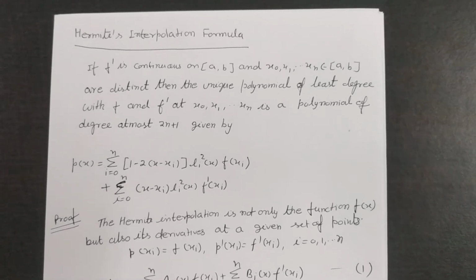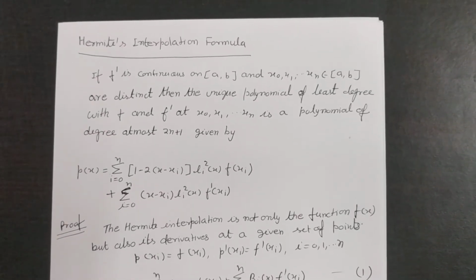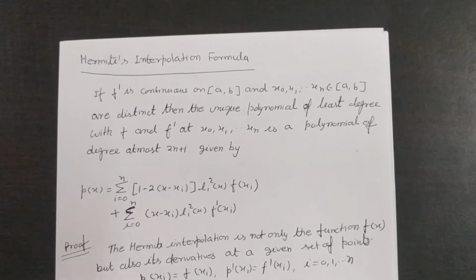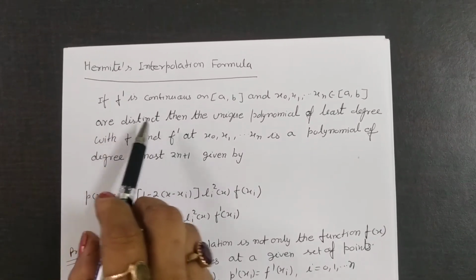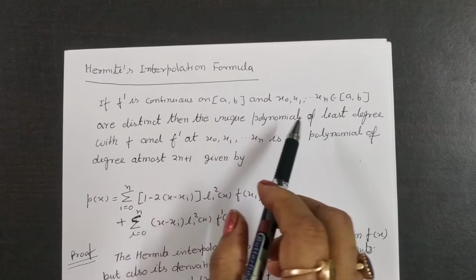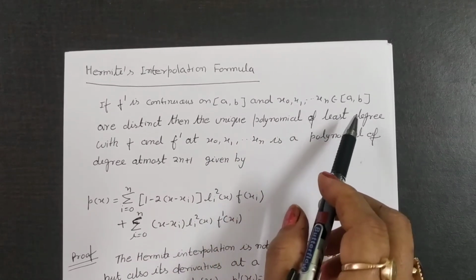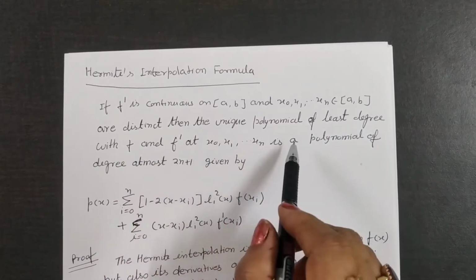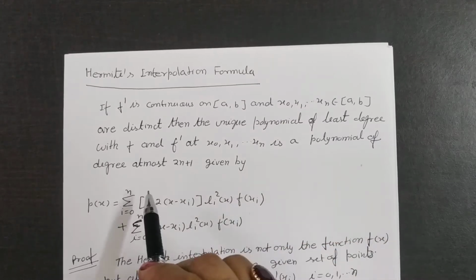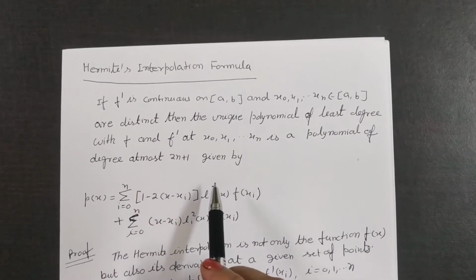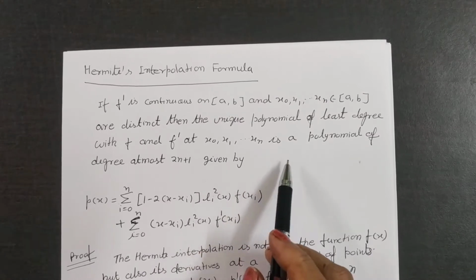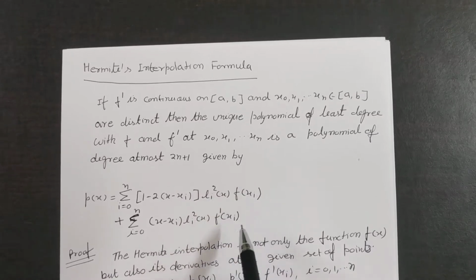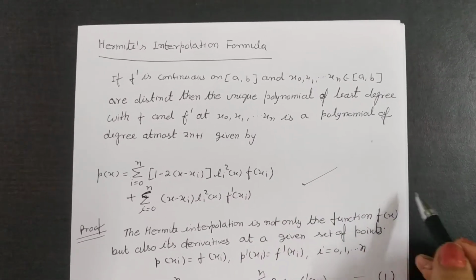Yes, students, today I have defined the Hermite interpolation formula. According to this formula, if f dash is continuous on [a, b] and x0, x1, up to xn belong to the interval [a, b] and are distinct, then the unique polynomial of least degree agreeing with f and f dash at x0, x1, up to xn is a polynomial of degree at most 2n plus 1, given by this one. This is the formula.